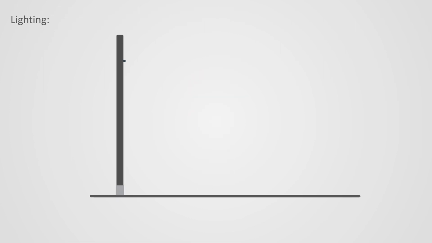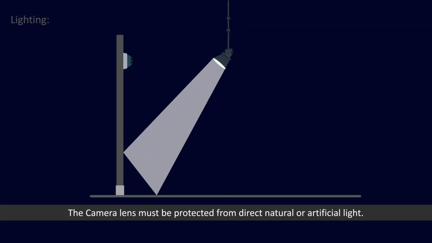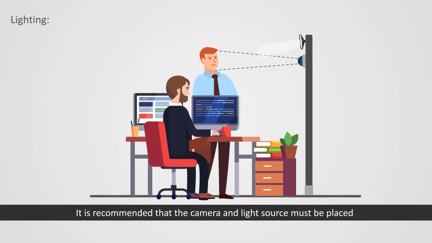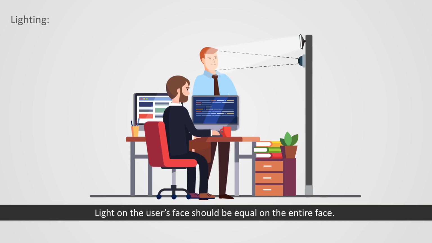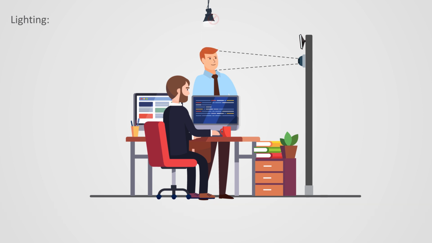Lighting. The camera lens must be protected from direct natural or artificial light. It is recommended that the camera and light source must be placed in the same direction facing the user. Light source from the user background can affect the user image and enrollment and identification. Light on the user's face should be equal on the entire face. It is also advisable to avoid top light source which casts shadows over the user's face.